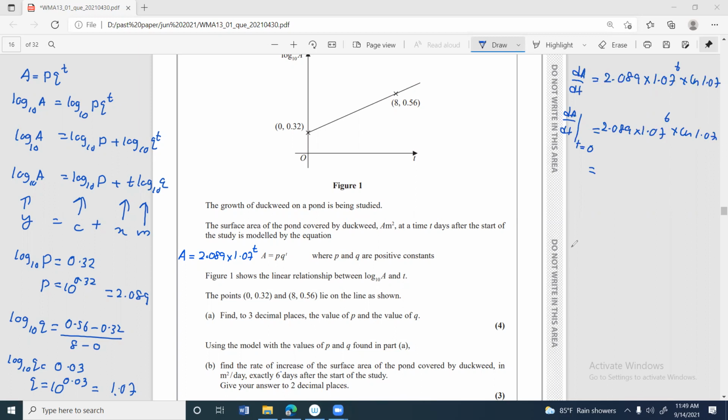It turns out, when t equals 6 actually, it's 0.212 is the answer for that. Yeah, if you write it for two decimal places, it should be 0.21 hopefully.